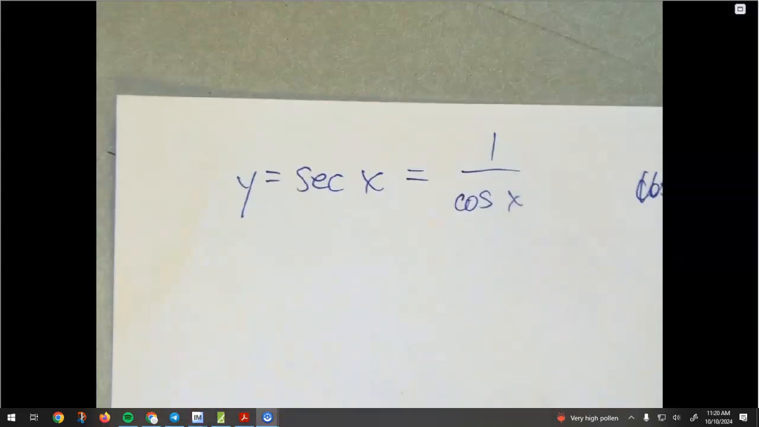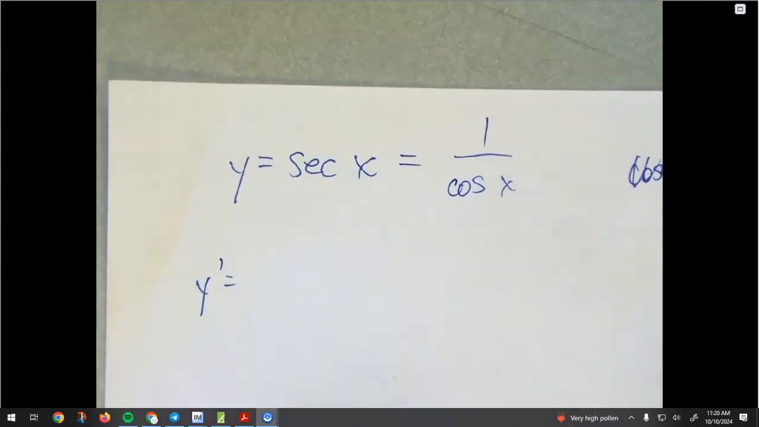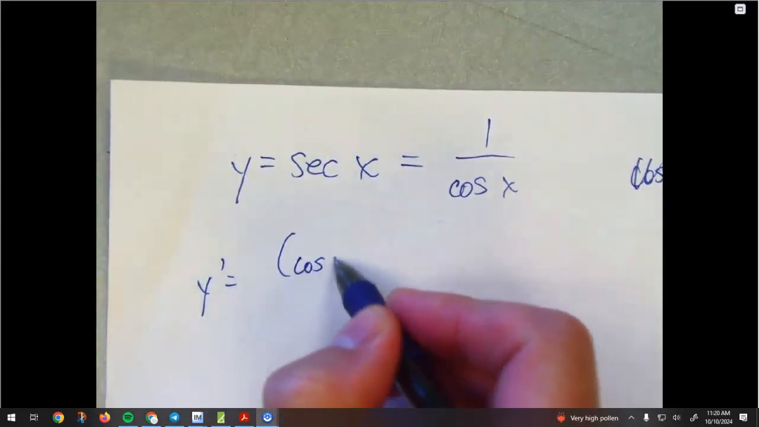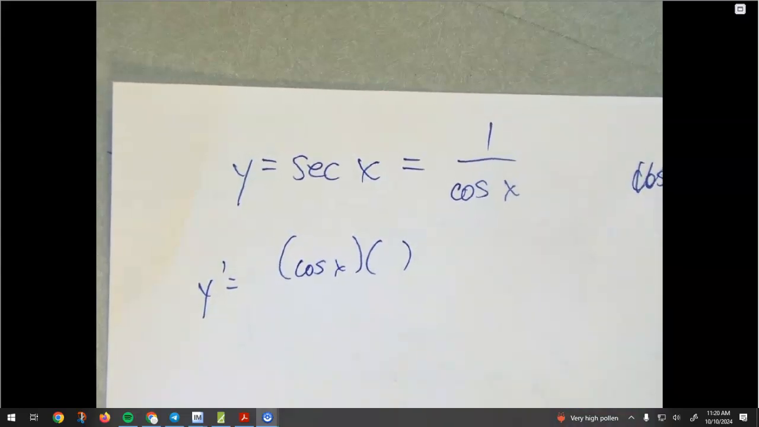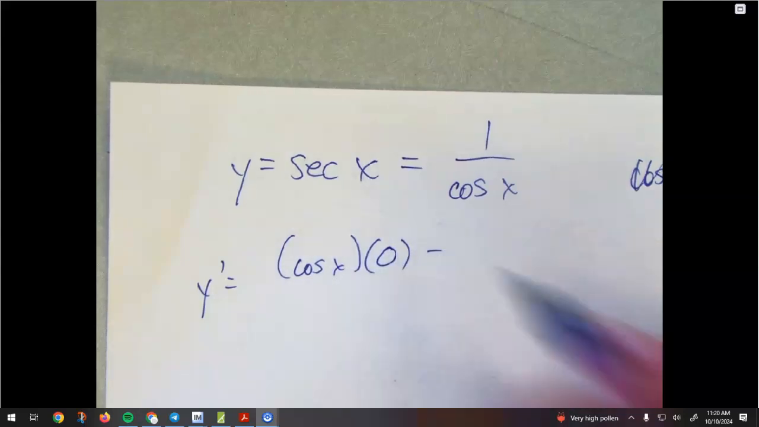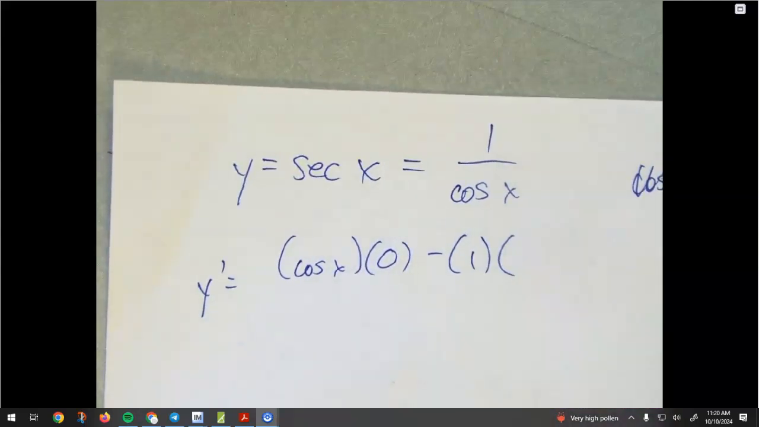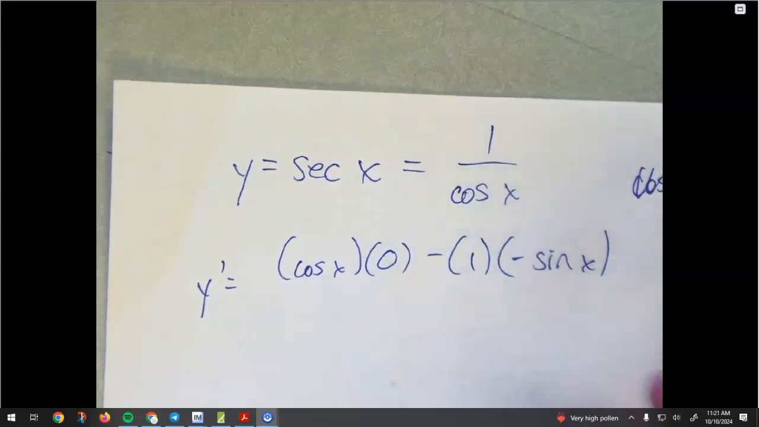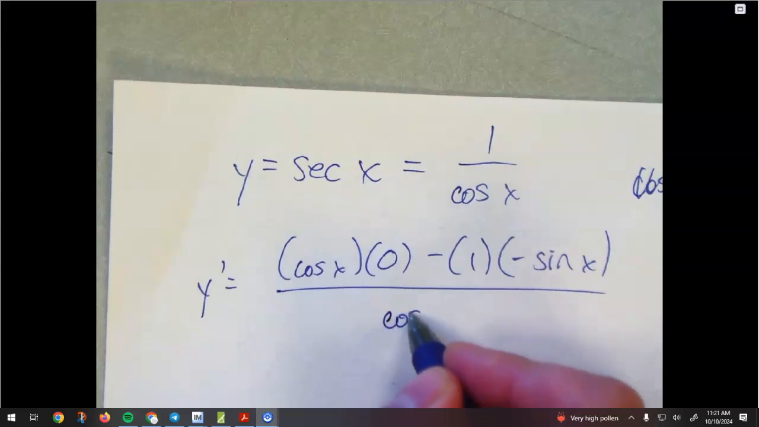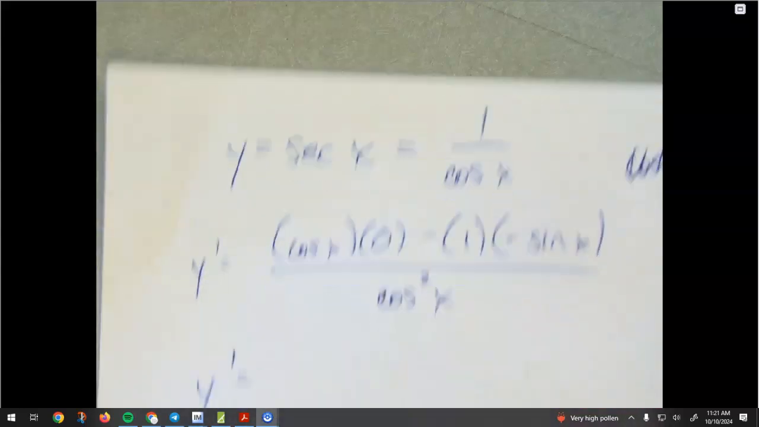So let's do quotient rule with that. Bottom times the derivative of the top. What's the derivative of the top? 0. That's kind of nice. Minus the top. Bottom, so the derivative of cos is negative sine, all over the bottom squared.